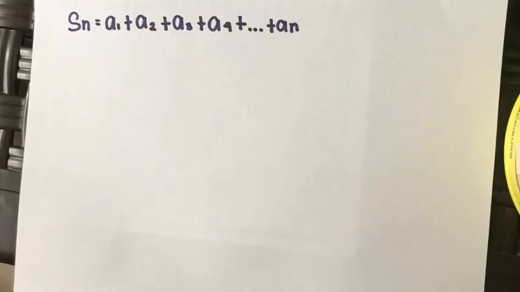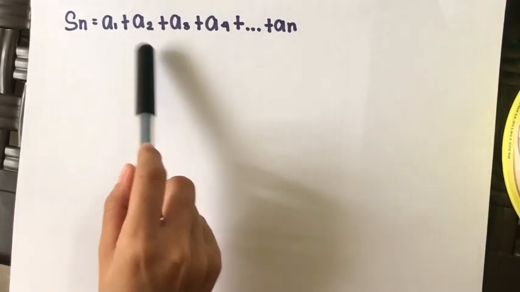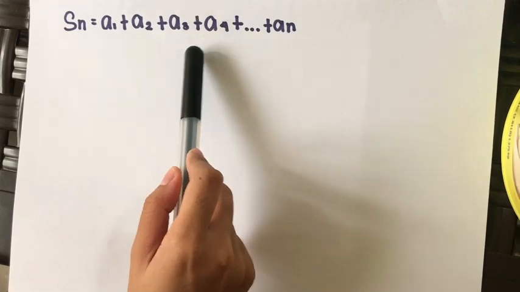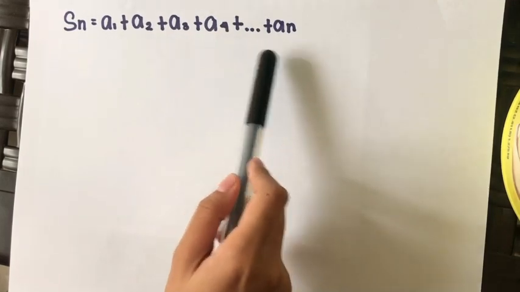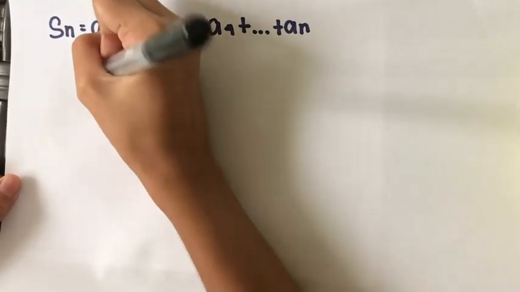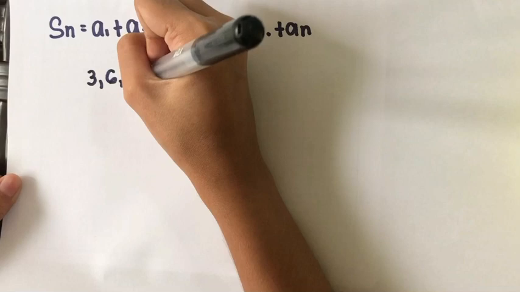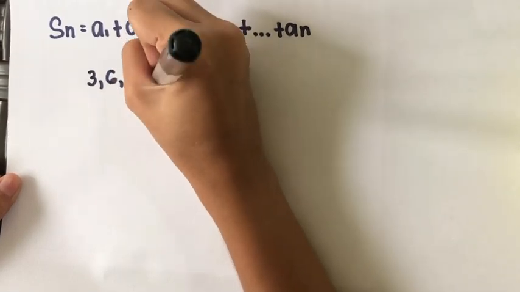What is a series? By definition, a series is a sum of a sequence of terms, denoted by S sub n. Let's say S sub n is a sub 1 plus a sub 2 plus a sub 3 plus a sub 4 and so on. Let's say we have the sequence 3, 6, 9, 12, and 15.